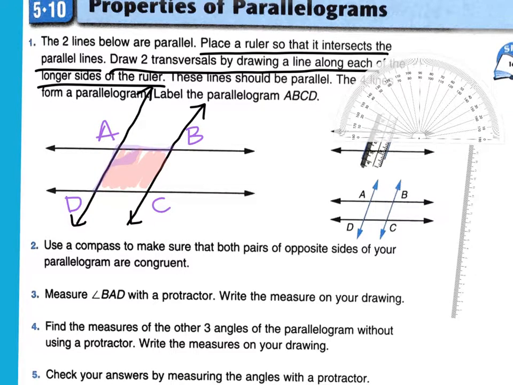Yours will be different than mine, but mine is about 120 degrees. So what you're going to be doing now is going through and labeling each of these. So I'm going to write 120 degrees here, and I don't have a lot of room. You'll have more room with your pencil.